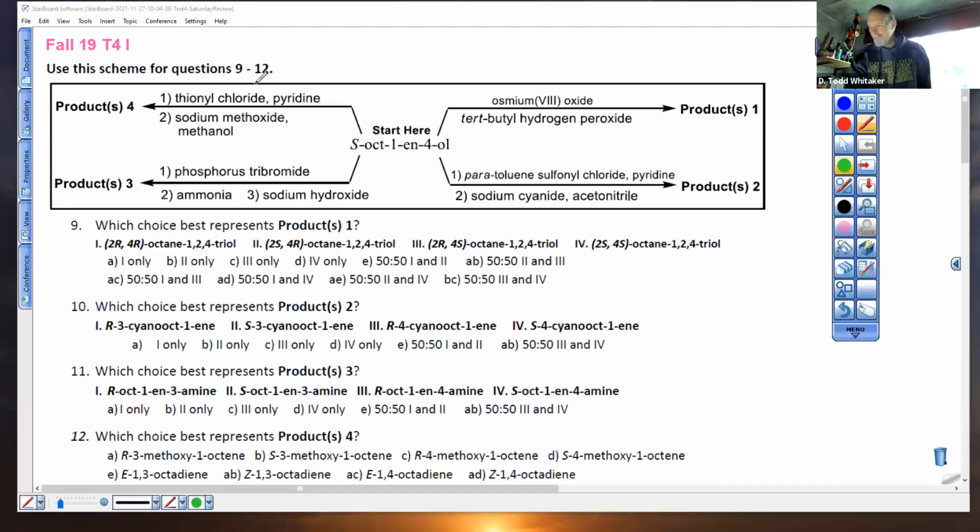All right, everybody, we have a request to do Fall 19 Test 4, Part 1. The scheme is of particular interest this time round. What we have here is an alcohol with a stereocenter on carbon 4 and a double bond on carbon 1. Let's draw it. There's 1 and 2, 3, 4, 5, 6, 7, 8. The 4 is an S stereocenter, which puts the OH on a wedge and the H on a dash. So that is our starting alcohol for every single problem.